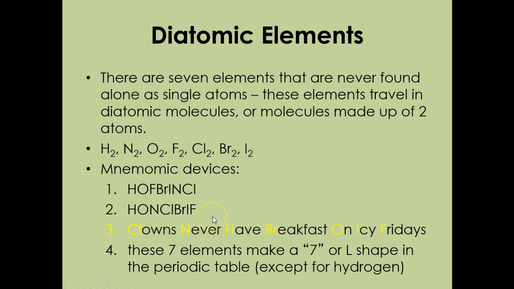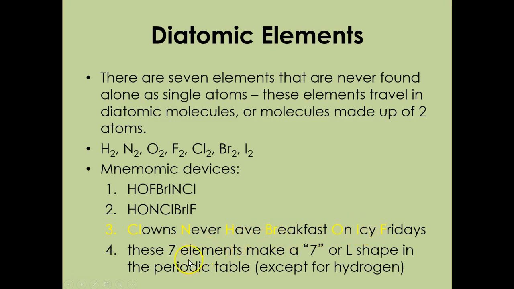Honkel-Briff is another way that I learned it, and so that, again, it's the same 7 things, just arranged in different ways. This is something that Ms. Fogarty came up with. Clowns never have breakfast on icy Fridays. That gives you your 7: chlorine, nitrogen, hydrogen, bromine, oxygen, iodine, fluorine.